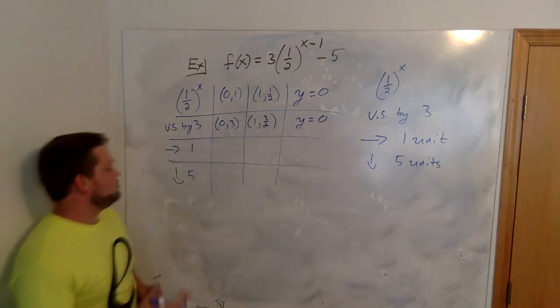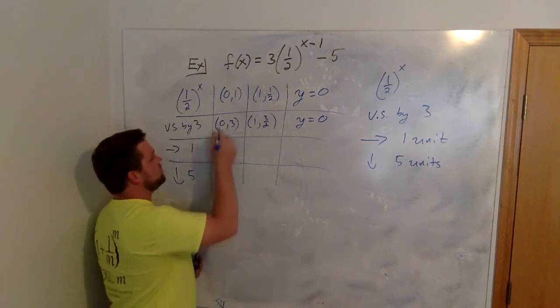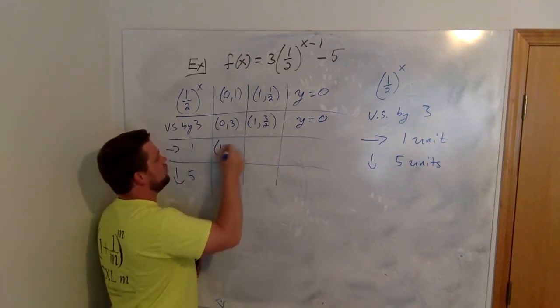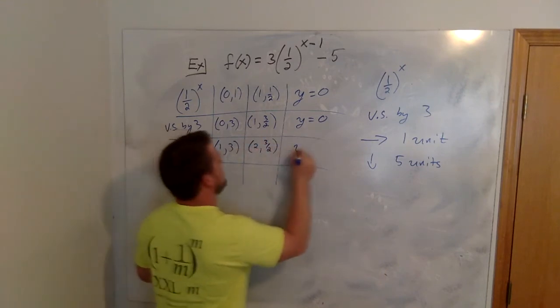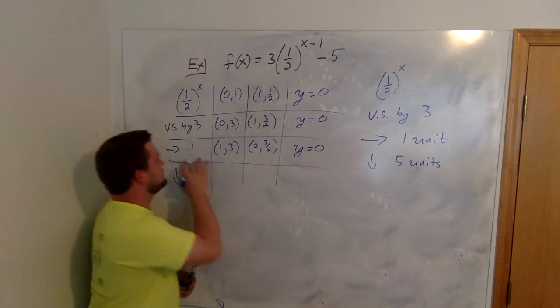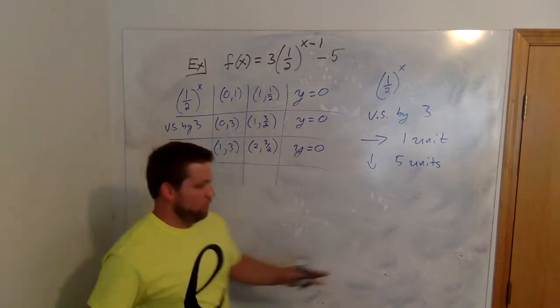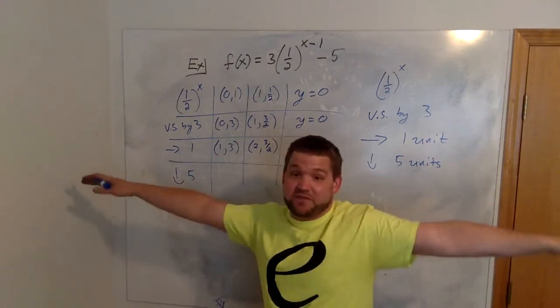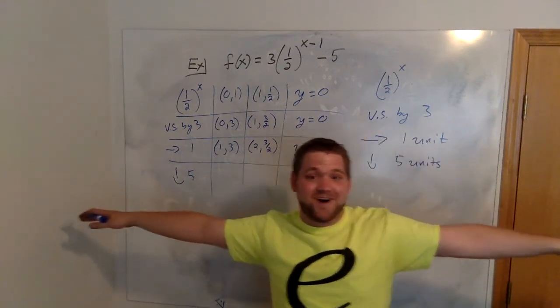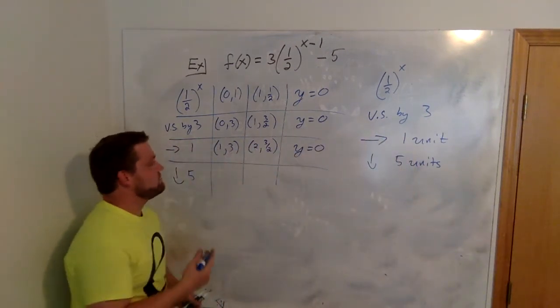Okay, now I'm going to want to shift the graph to the right by 1 unit. So I'm going to add 1 to all the x components. So I'll get a 1 and a 3. I'll get a 2 and a 3/2, and I'll get y equals 0. This is affecting the x value, so it's not affecting the y. Think about this infinitely long horizontal line, and I'm shifting it to the right a unit, it's still an infinitely long horizontal line.